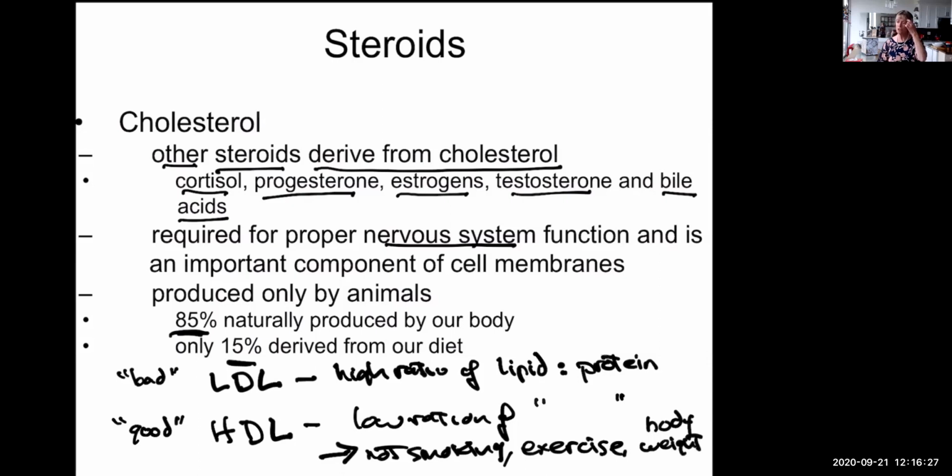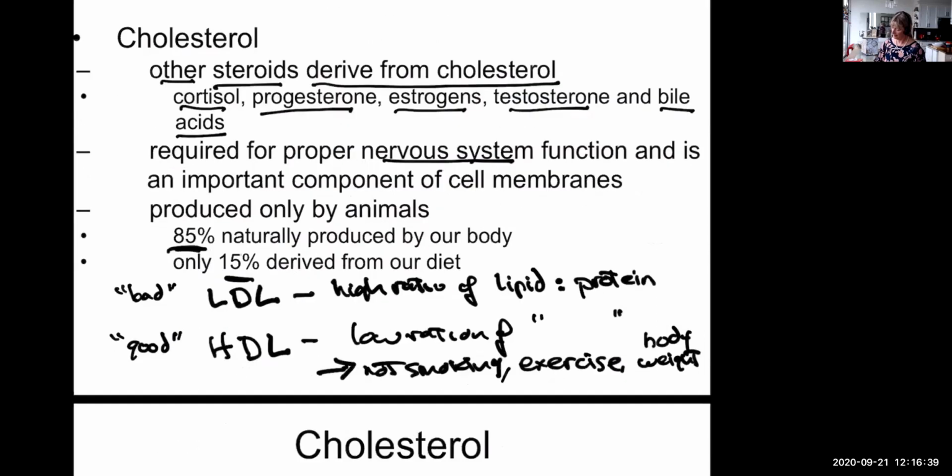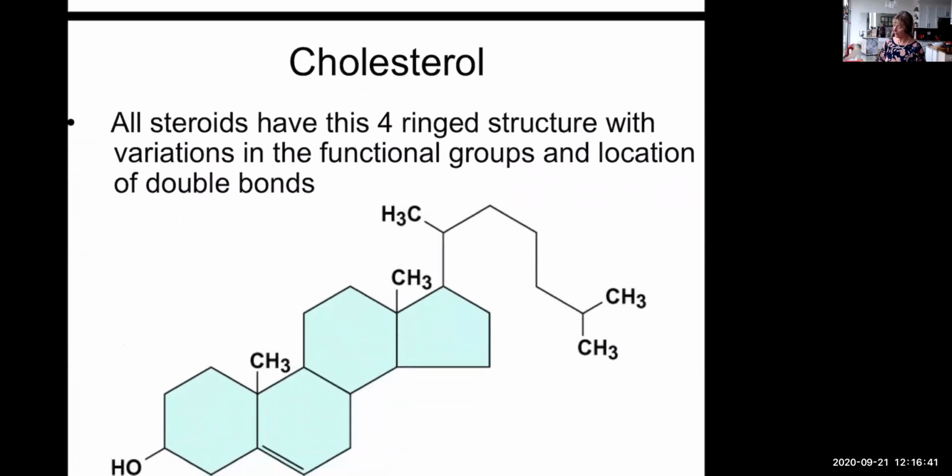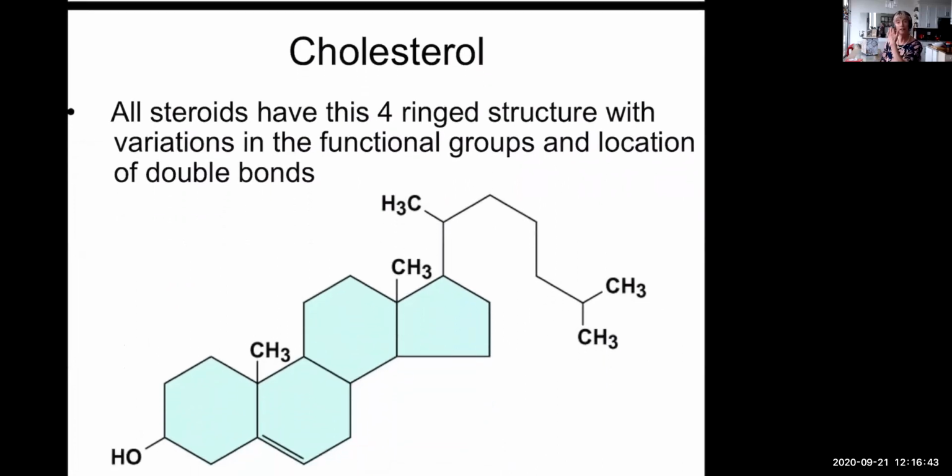So having too much cholesterol in excess will cause more low-density lipoproteins to form. Cholesterol, though, is required for so many functions in the body, and all steroids are derived from cholesterol. So this is a structure that I think you should remember. Put a little star beside it, because it's quite recognizable. Cholesterol has 4 rings, 1, 2, 3, 4, and functional groups, hydroxyl groups and methyl groups.